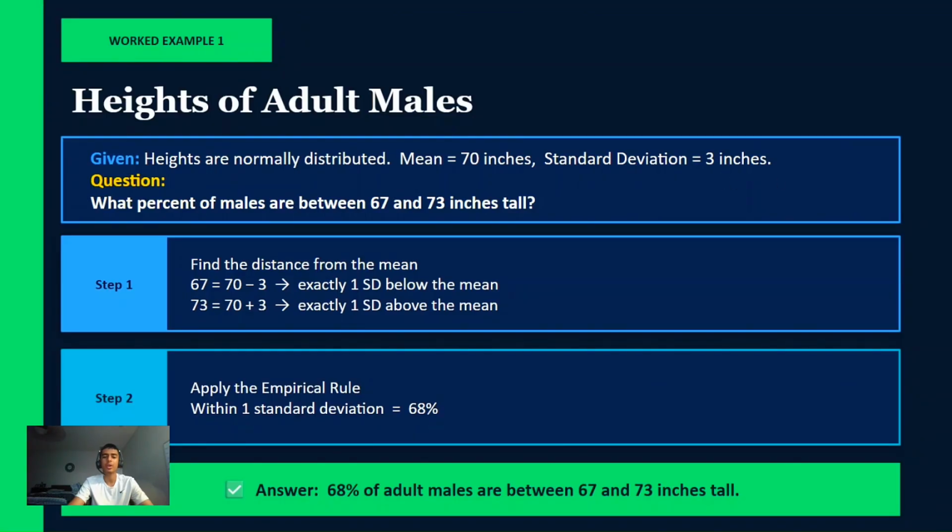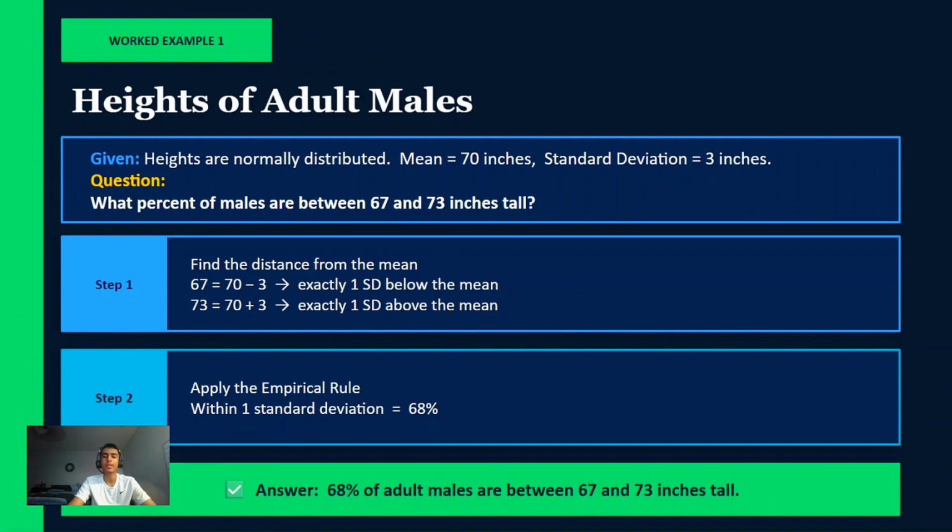All right, let's work on worked example number 1. The heights of adult males are normally distributed with a mean of 70 inches and a standard deviation of 3 inches. Now here's the question. What percent of adult males are between 67 and 73 inches tall? I'll give you a second to solve the question.